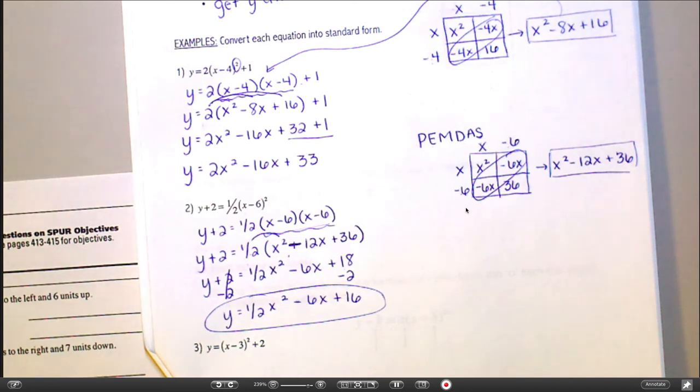By the way, there's like 2 graphing ones on each side. The graphing ones, again, you're going to want to just type into your calculator.